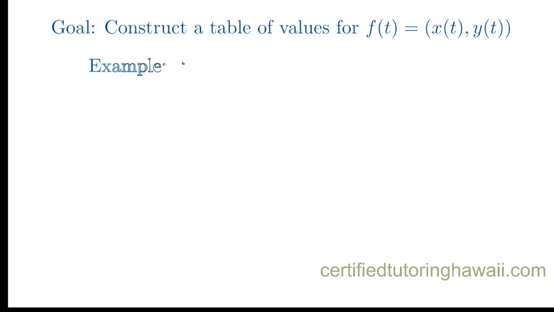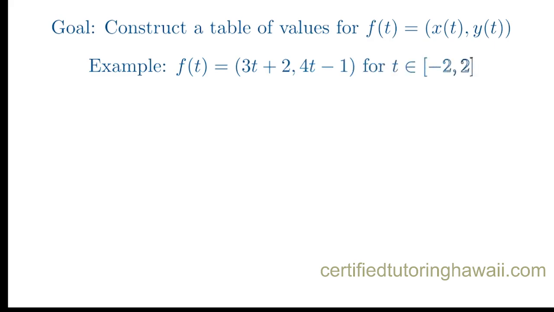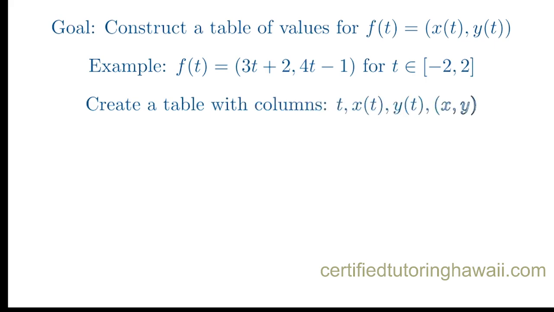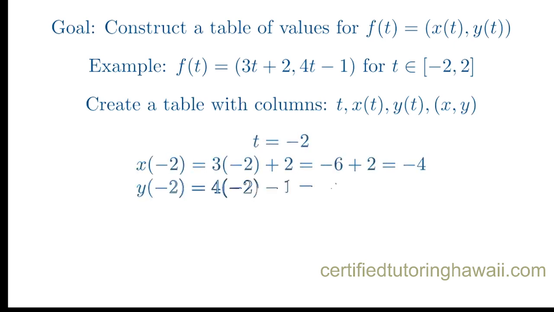Consider the parametric function f of t equals (3t plus 2, 4t minus 1). Here, our parameter is t. Let's create a table for t values from -2 to 2. We'll set up a table with columns for t, x of t, y of t, and the resulting point (x, y). Let's start with t equals -2. We substitute -2 into both x of t and y of t.